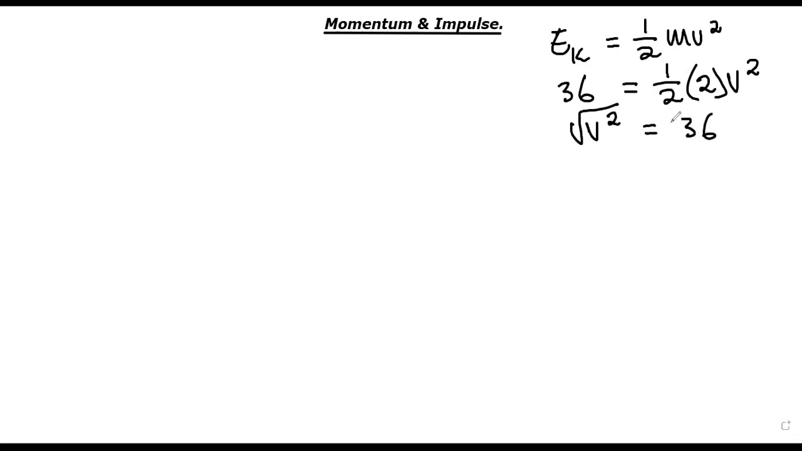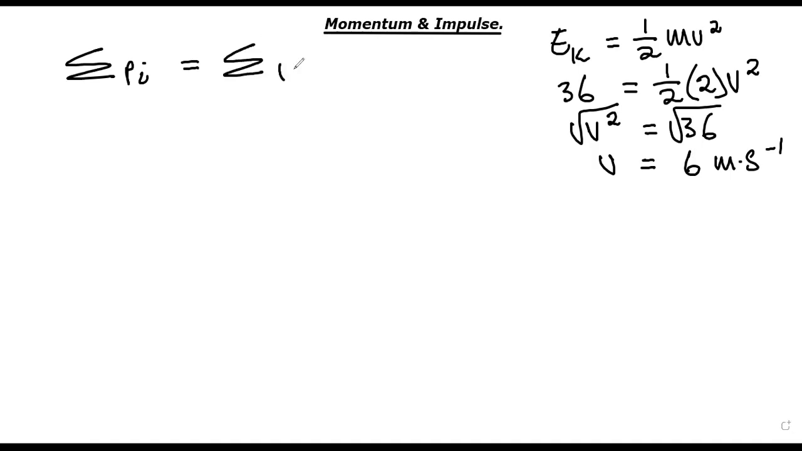Then we apply the square root on both sides. Our velocity is plus or minus 6. But because it's moving to the east, let's choose to say anything that goes to the east is positive. So it means the final velocity will be positive 6. Now that we have it, then we can go and conserve linear momentum. So we say the total momentum before the collision equals the total momentum after the collision.